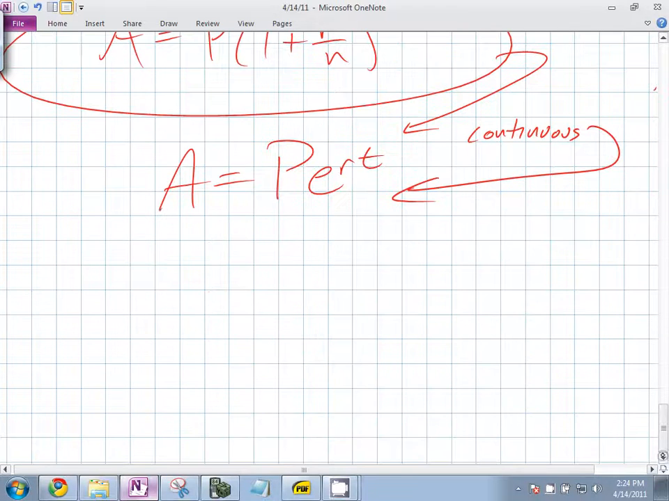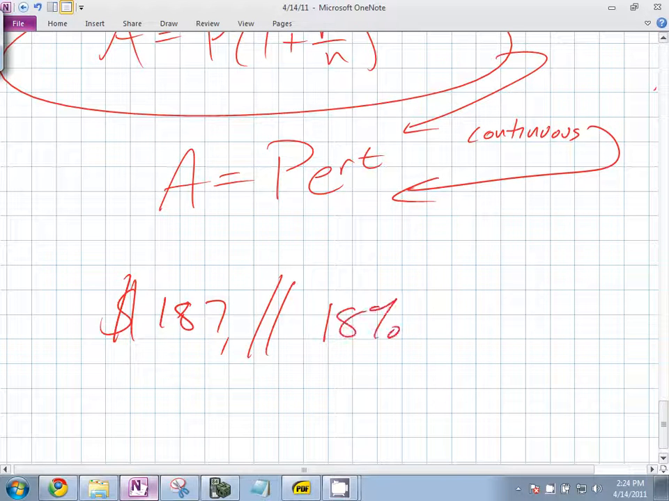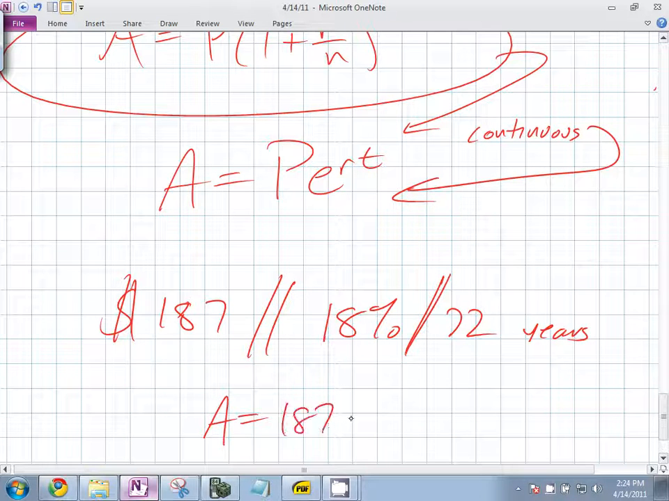So, for example, let's say you had $187 and you put it into an account earning 18% for 72 years. Your amount would be 187 times e to the 0.18 times 72. It would be a bunch of money.